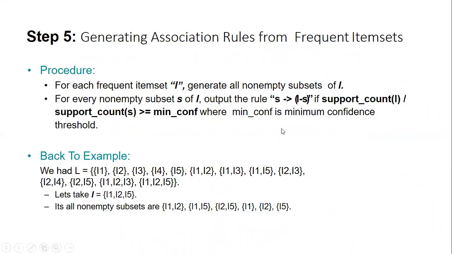Rule generation says that for each frequent itemset I, generate all non-empty subsets of I. For every non-empty subset S of I, output the rule S implies (I minus S) if the support count of I divided by the support count of S is greater than or equal to the minimum confidence, where minimum confidence is the minimum confidence threshold. What is the minimum confidence given? It is 70%.